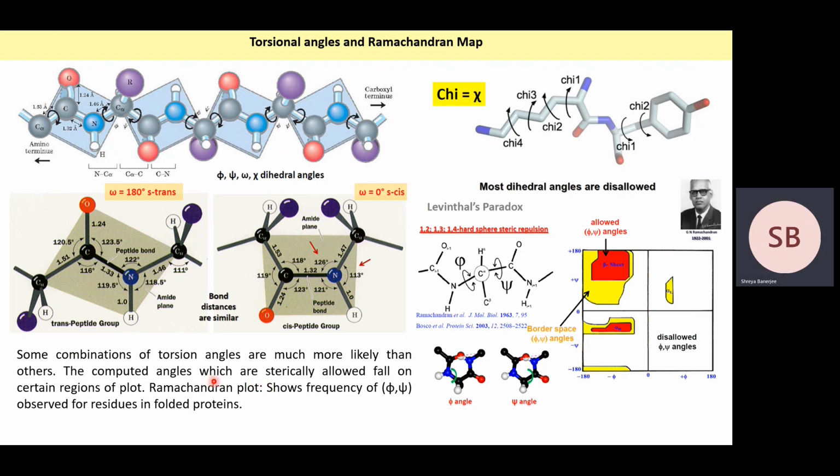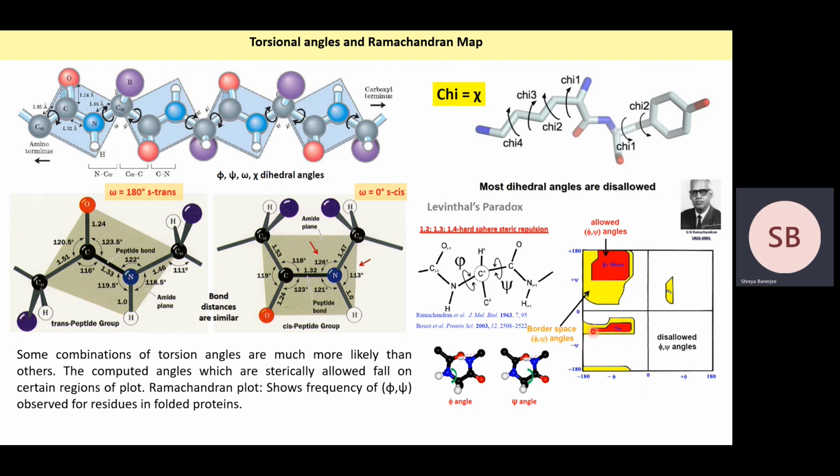Now, some combinations of torsional angles are much more likely than others, and this is shown by the Ramachandran plot, where on the x-axis you have phi and on the y-axis you have psi. So the white regions of the Ramachandran plot are the disallowed phi-psi angles, which are disallowed due to steric repulsions. The red regions are the ones which are completely allowed.